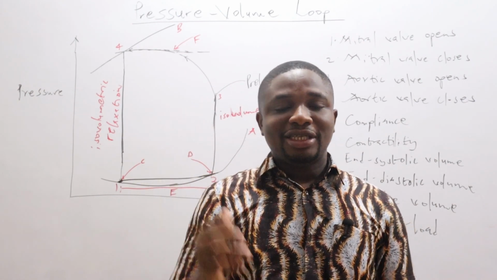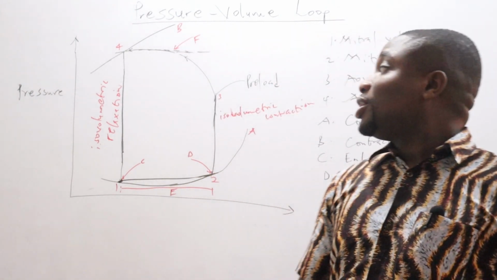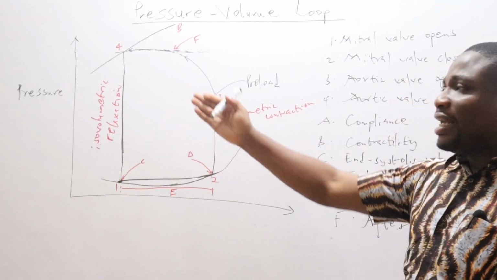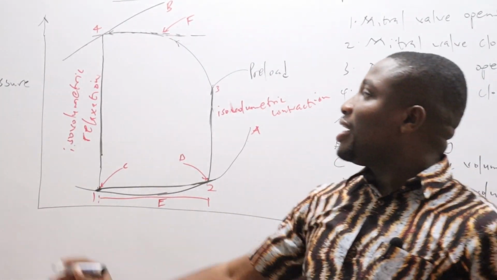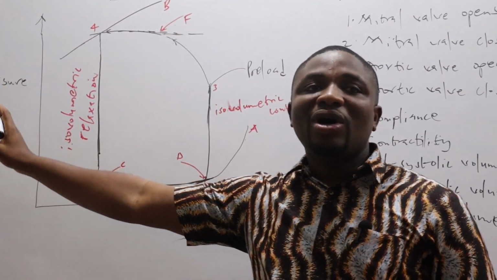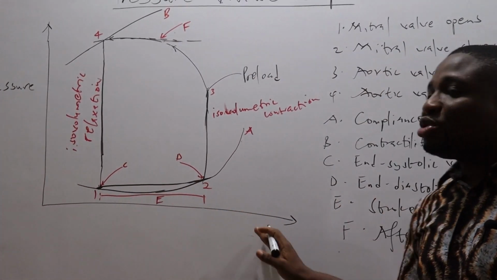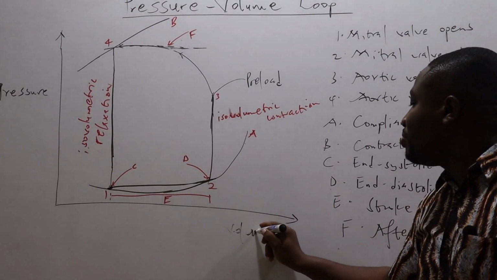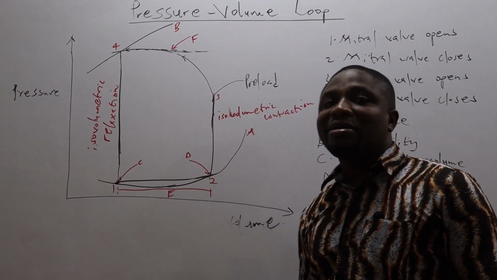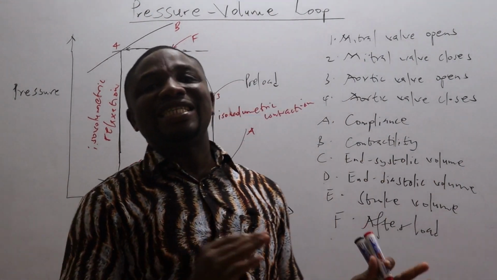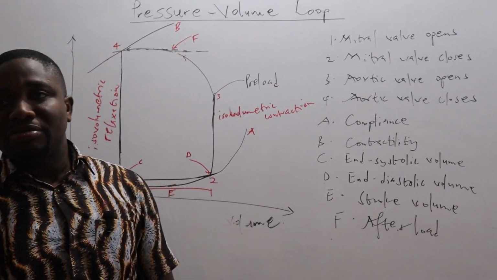Let's begin by looking at the pressure volume loop diagram. So the first thing we are talking about is the axes. We have the y-axis and the x-axis. The y-axis represents the pressure, whilst the x-axis represents the volume. Now on this diagram, we are going to label the diagram, and after that, we'll be explaining what each and every representation means.